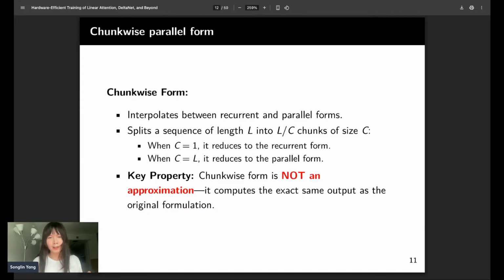Here I also want to emphasize that the chunkwise form is not an approximation. It is mathematically equivalent to the recurrent form and the parallel form. Because linear attention involves a lot of linear operations, it allows us to leverage the associativity property to do these mathematical transformations.